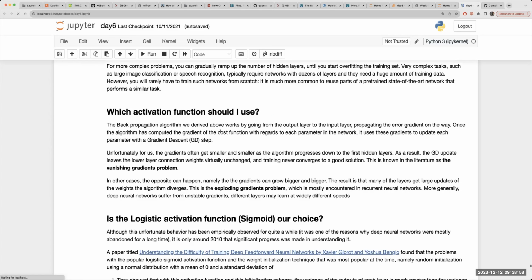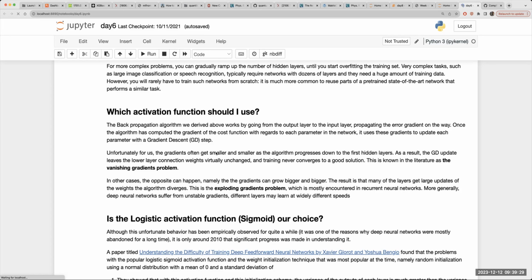There are many questions now, as you've probably seen. One of the questions is, which activation function should you use? The backpropagation algorithm works by going from the output layer to the input layer and propagating the error gradient on the way. And once the algorithm has computed the gradient of the cost function with regard to each network parameter, it uses these gradients to update each parameter with a gradient descent step.